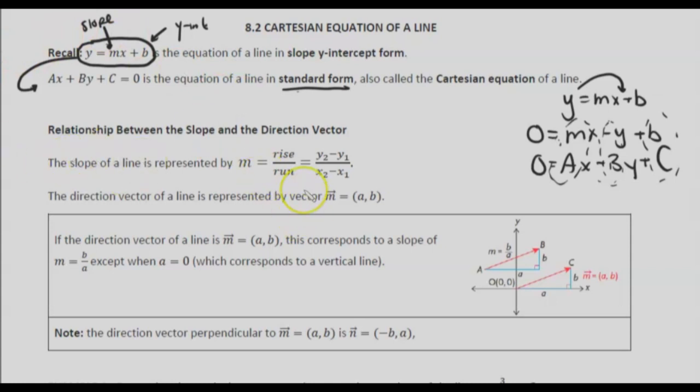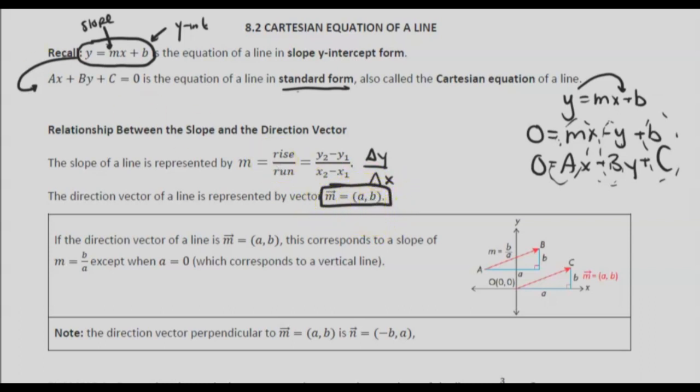So the relationship between the slope and the direction vector. We kind of talked about this briefly yesterday. I embedded it into the lesson, but now we're going to do it formally. So we know slope is rise over run, aka delta y, the change in the y's over the change in the x's. Now, the direction vector of a line is represented by vector m equals a comma b.